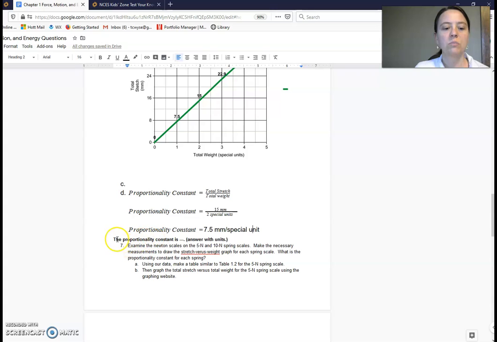And then we need to put it in a race sentence. The proportionality constant is 7.5 millimeters per special unit. And make sure you enter that.